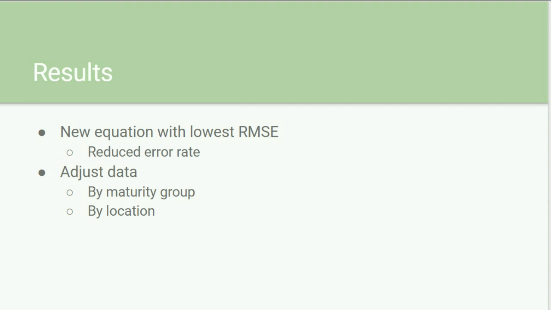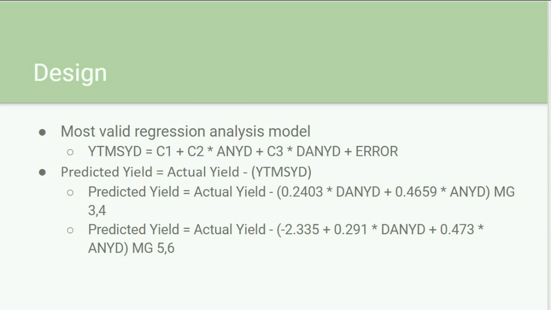In order to select this equation, we looked at the regression analysis for each equation. The value that we were most interested in at this point was the RMSE, or root mean square error. In this case, the lower the RMSE, the lower the error rate. Then we analyzed the regressions based on location and hybrid group in order to find the best possible model. Based on our regression analysis, this equation led to the most valid model and was used to create the model.